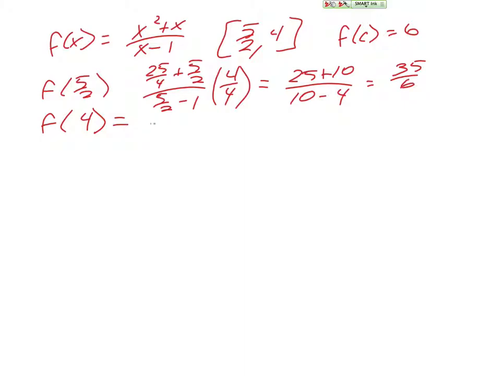Okay, on the other one, that's going to be 16 plus 4 over 4 minus 1, which is 20 over 3. Okay? 20 over 3 is just less than what? 7. It's just less than 7, so that one is just less than 7. And this one right here is just less than 6. Okay, so if I've got something that's just less than 6 and just less than 7, that means 6 is in between.